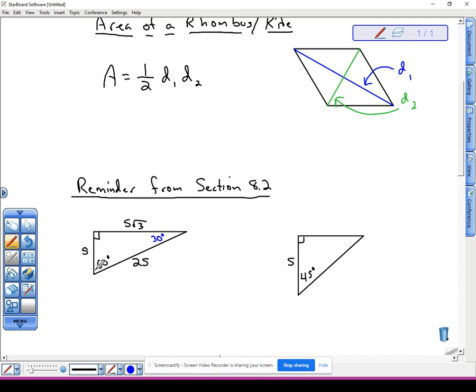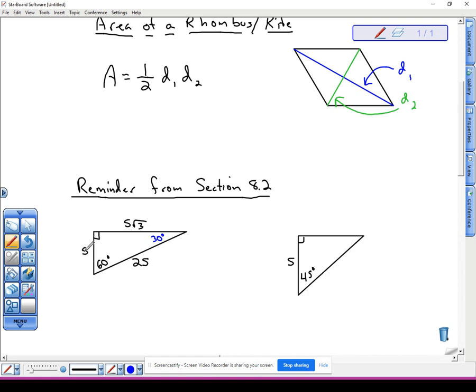This would be the short leg because it's opposite the smallest angle. The short leg times root 3 gives you the long leg. And the short leg times 2, that says 2s, not 25, that says 2 times s. The short leg times 2 gives you the hypotenuse. This is just the truth. This is just always true on the 30, 60, 90 right triangle.